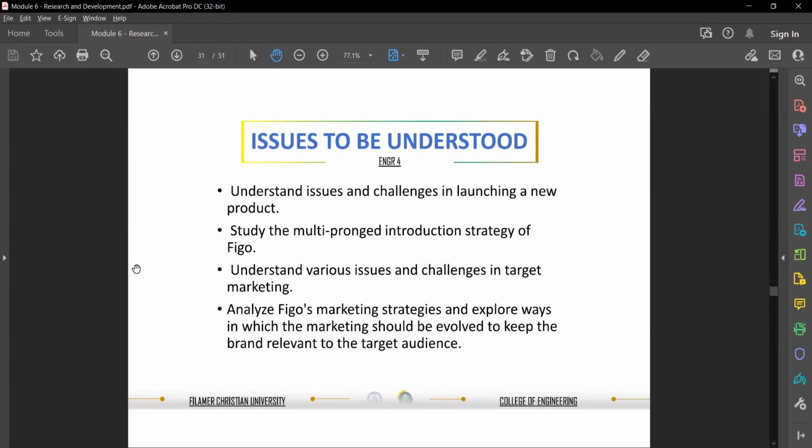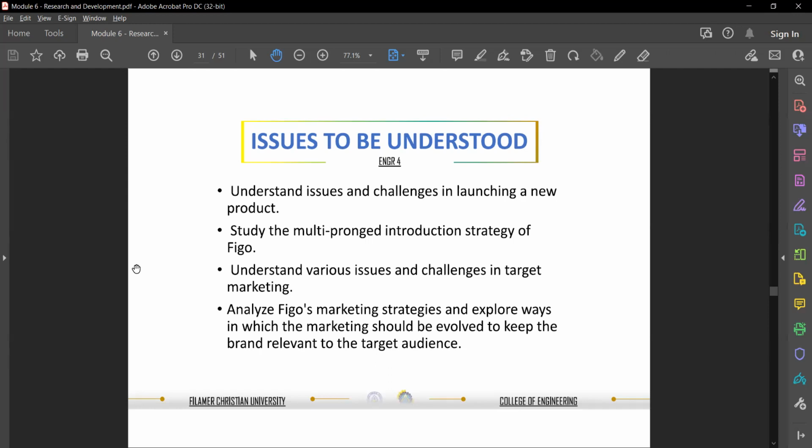So yung issues that need to be understood. So it should understand issues and challenges in launching a new product. So syempre magmo-market research ka. So titingnan mo kung pasado ba yung bagong product mo sa area na yan. So it studied the multi-pronged introduction strategy of Figo, understand various issues and challenges in target marketing, then analyze nila yung based sa research. No? So analyze Figo's marketing strategies and explore ways in which the marketing should be evolved to keep the brand relevant to the target audience.